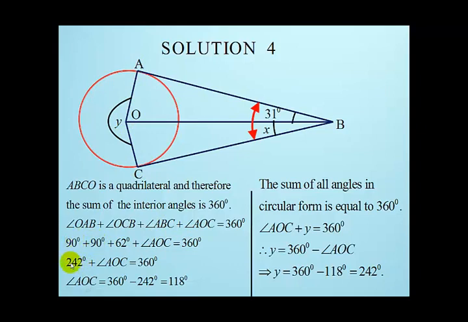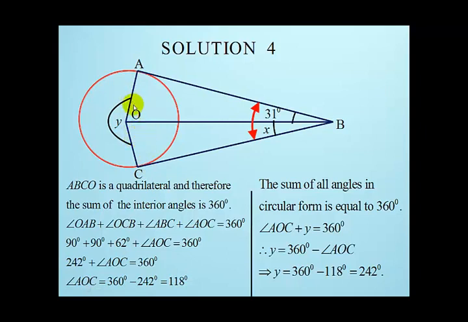So we have 242 degrees plus angle AOC is equal to 360 degrees. Because we are solving for angle AOC, the 242 degrees on the left hand side becomes minus 242 degrees on the right hand side, and angle AOC is equal to 360 degrees minus 242 degrees, and the answer is 118 degrees. So angle AOC is 118 degrees.